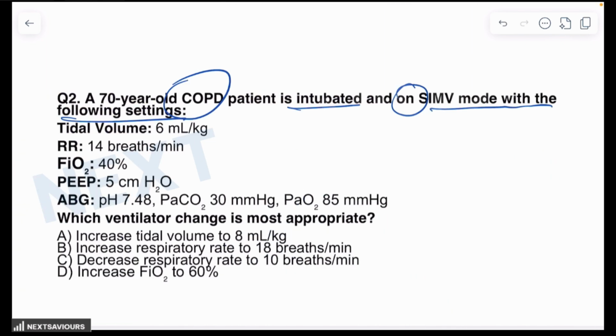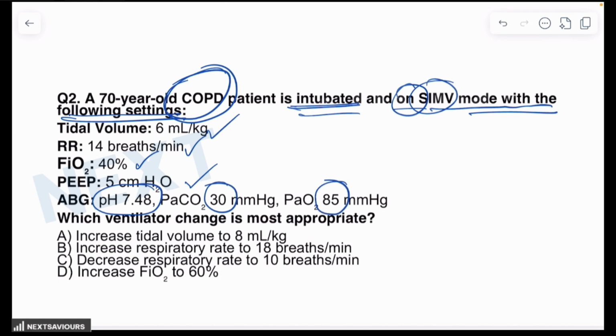Now coming on to the next question. A 70-year-old COPD patient is intubated and is on SIMV mode with the following settings: the tidal volume, the respiratory rate, the FiO2 of 40, PEEP is 5, and the ABG value shows the 7.48 pH, the partial pressure of the carbon dioxide to be 30, and the partial pressure of the oxygen to be 85. Which is the most appropriate change in the ventilator settings? So obviously the answer for this question is decrease the respiratory rate to 10 breaths per minute.